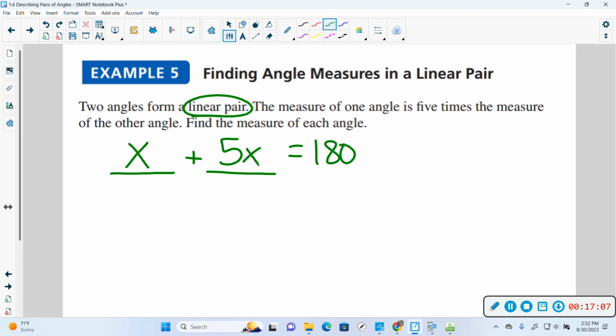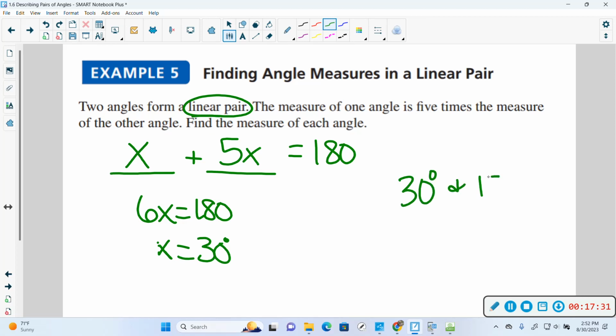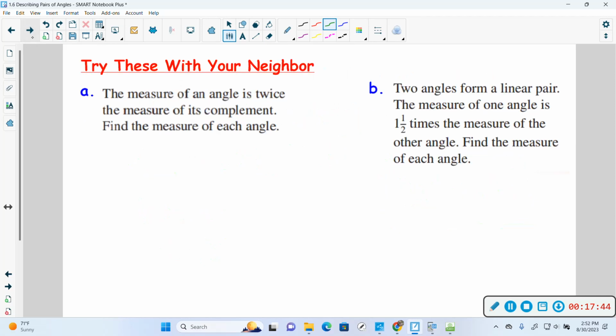There's the setup. That's easy enough to solve. 1x, 5x, 6x. X is, what's 180 divided by 6? 30. Now it wants both angles. So there's the first one. What's 5 times 30? 150, yeah. So I'm going to put 30 and 150 for my final answers, which of course total 180. So the calculations are easy, but it's so wordy, you have to pick out that vocabulary and know what you're setting it equal to.